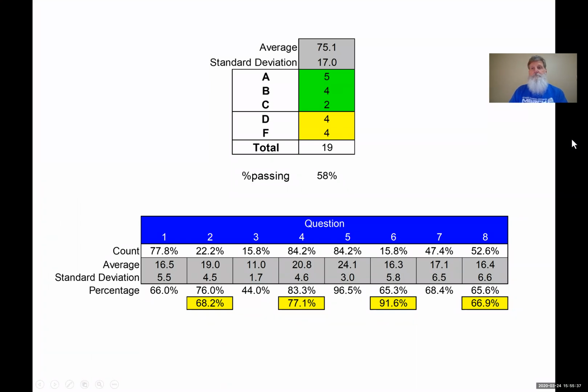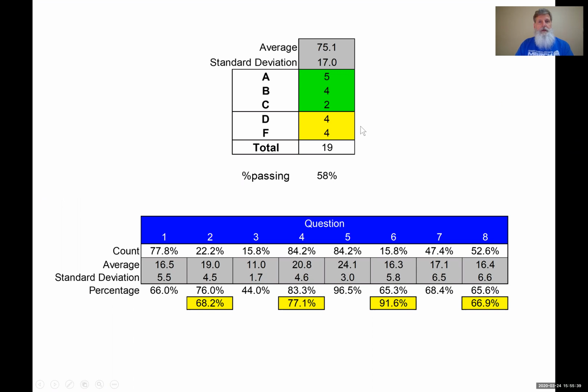As you can see, the average was 75, which is acceptable. About 60% of the class passed. And then you can see the breakdown of the questions. First question was pretty close to being acceptable. I think 70 is my target. Second question was good. Third question, you guys were all over that one.